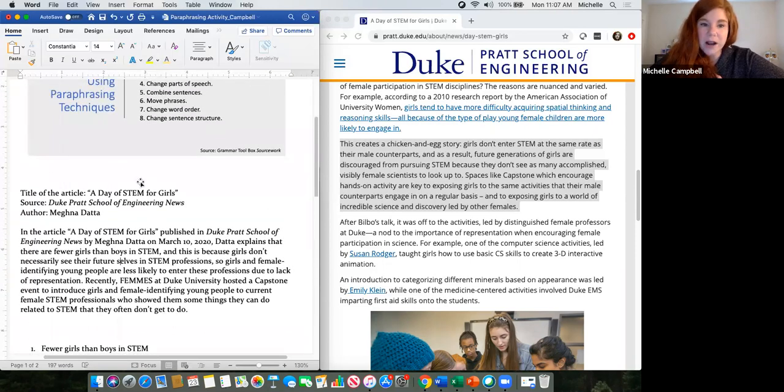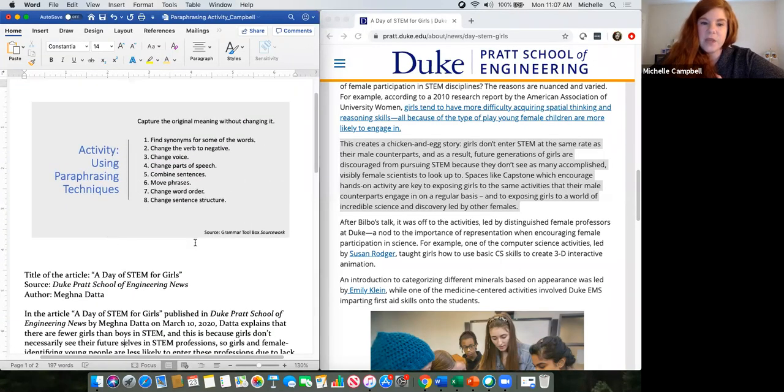Remember that when you're practicing paraphrasing techniques, there's lots of different things that you can do to avoid plagiarism, to put things in your own words, and don't forget to cite your source, even when you're paraphrasing.